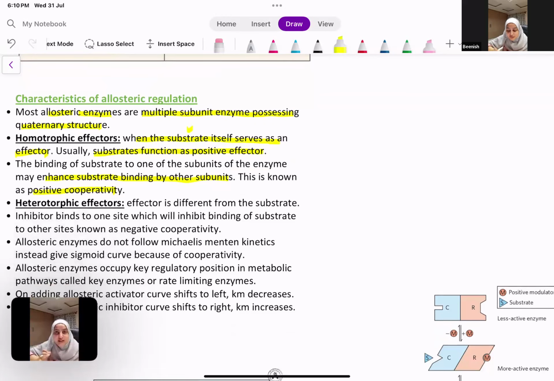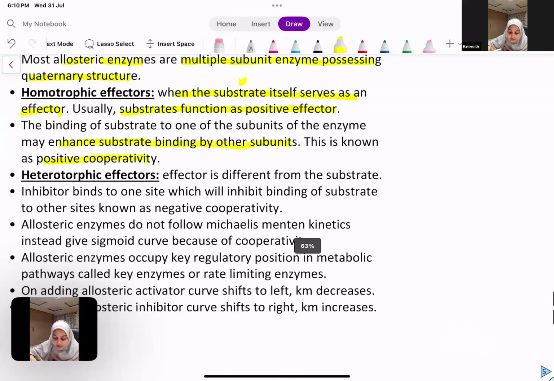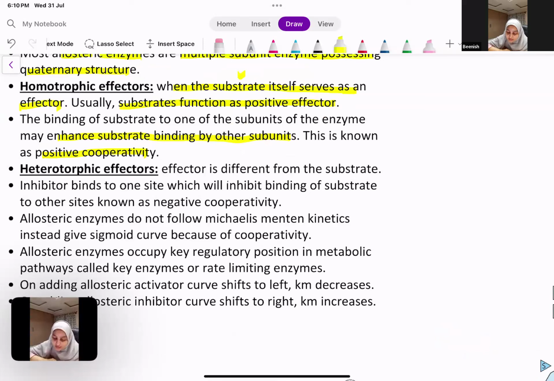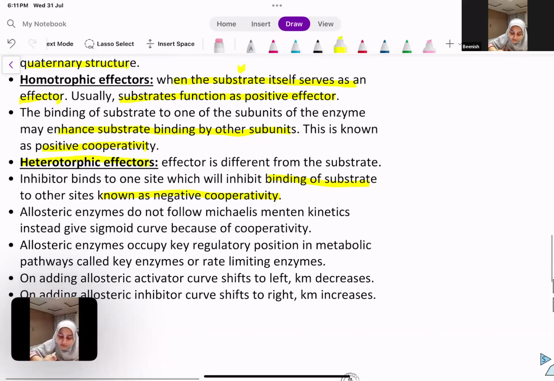Now, what is the heterotropic effect? The effector is different from the substrate. When the inhibitor binds to one site, it will inhibit binding of substrate to other sites. This is known as negative cooperativity. So, your inhibitor is going to bind at one site, and as a result, your substrate will not be able to bind to the other sites. This is known as negative cooperativity. And these are heterotropic effectors.